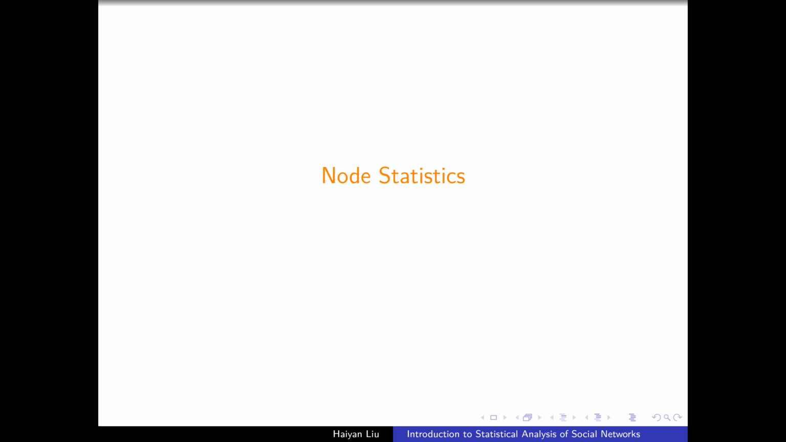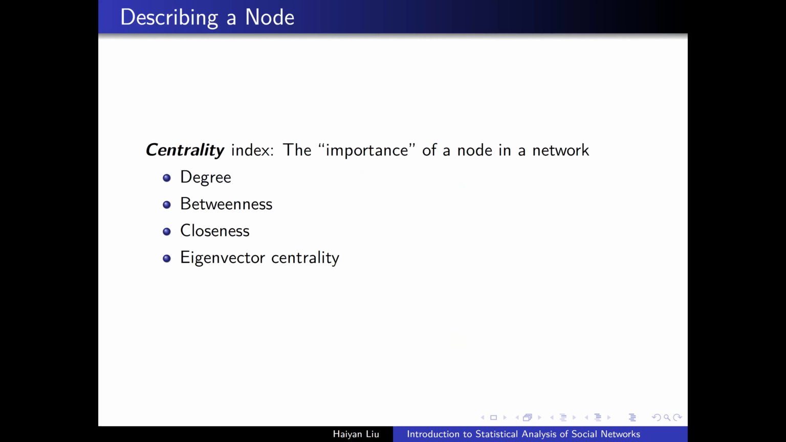Next, I will talk about a few network statistics that summarize network information. The first group of statistics I will talk about is the centrality index. Centrality index is used to describe the position of a node in a network, that is, how important a node is within that network. There are different types of centrality index, and they capture different types of importance: degree centrality, betweenness centrality, closeness centrality, and eigenvector centrality. In the following, I will talk about those 4 centrality indices.